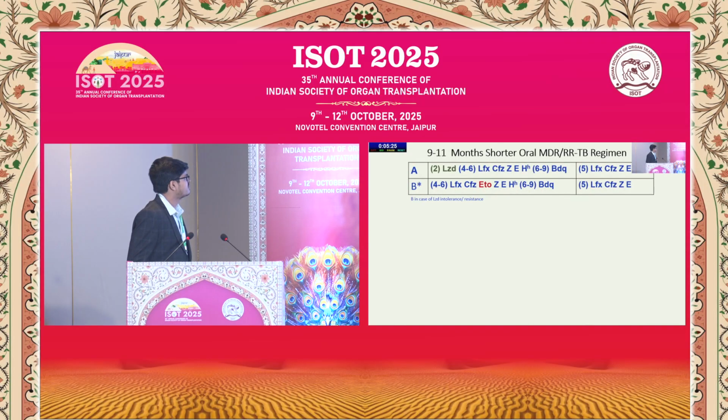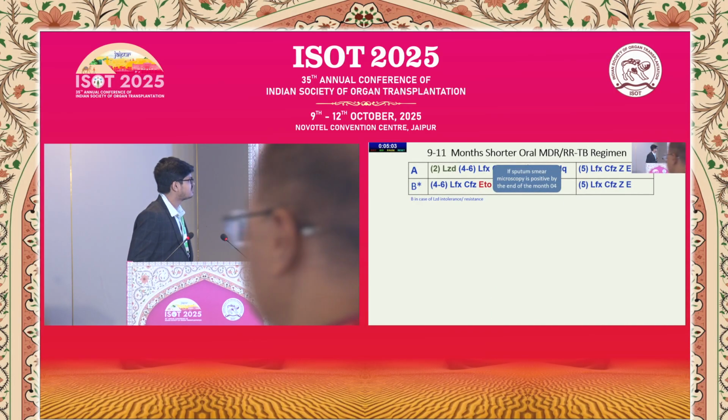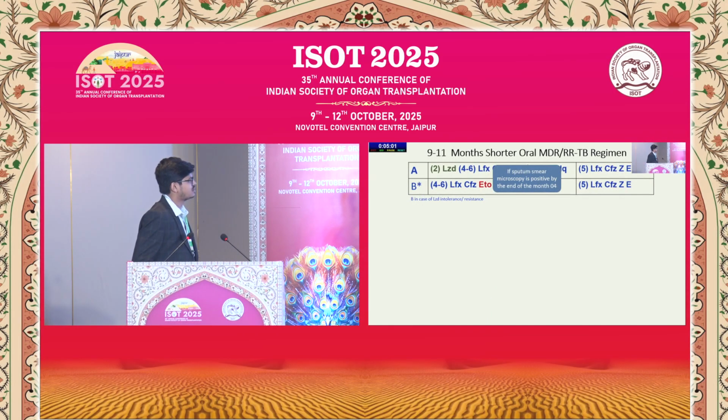So in 9 to 11 months, the first is the intensive phase followed by the continuation phase. In the intensive phase, we give 2 months of linezolid, 4 to 6 months of levofloxacin, clofazimine, pyrazinamide, ethambutol, high dose isoniazid, and 6 to 9 months of bedaquiline, followed by 5 months of levofloxacin, clofazimine, pyrazinamide, and ethambutol. If for some reason we cannot use linezolid, we can replace it with ethionamide. After 4 months of intensive phase, we check sputum smear microscopy. If patient is positive there, then we have to extend the intensive phase for a maximum of 2 months.